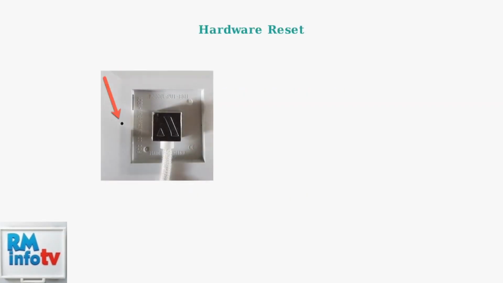If basic power checks haven't resolved your Aura frame's black screen, it's time for advanced troubleshooting. The first step is performing a hardware reset. Locate the small reset pinhole on the back or bottom of your frame. You may need to remove the stand to access it on some models.